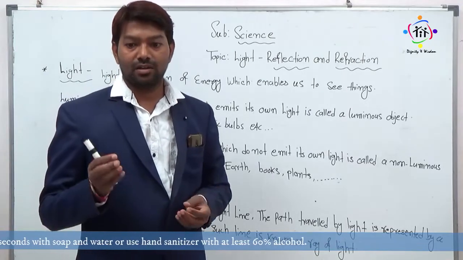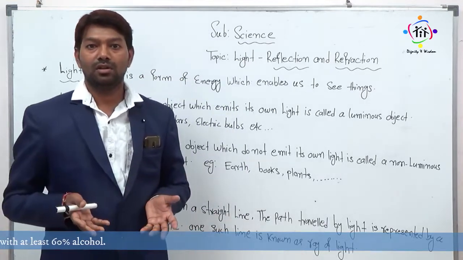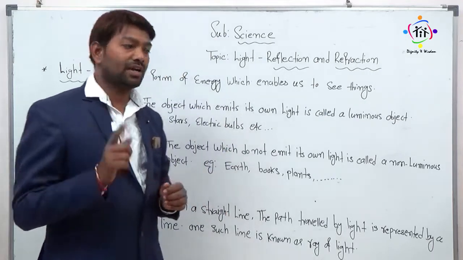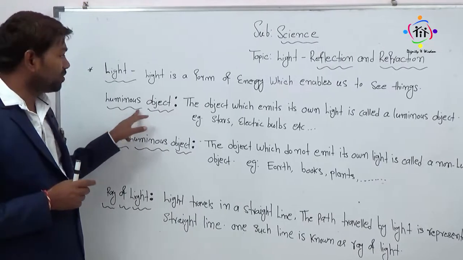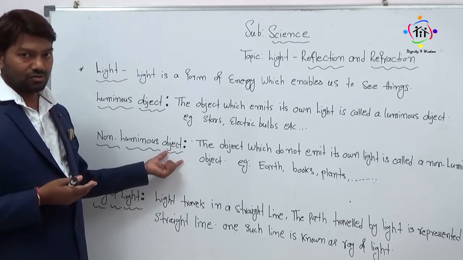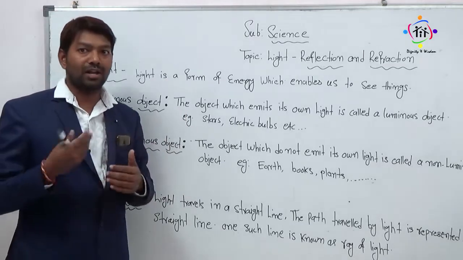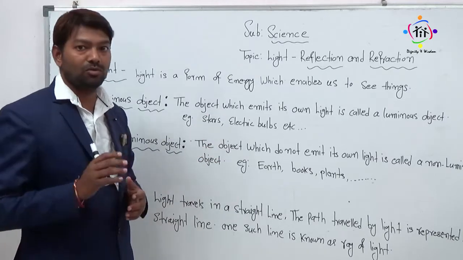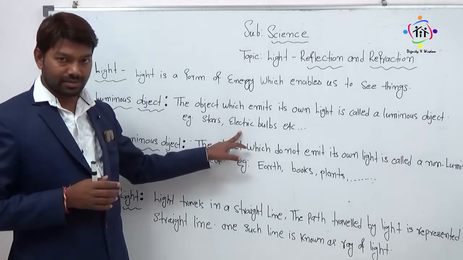Now light is also having two types. Many objects are there around you, around the world. So there are two types of object which scientists have given. One type is luminous object and the other type is non-luminous object. Note down: the object which emits its own light is called luminous object. Examples are stars, electric bulbs.